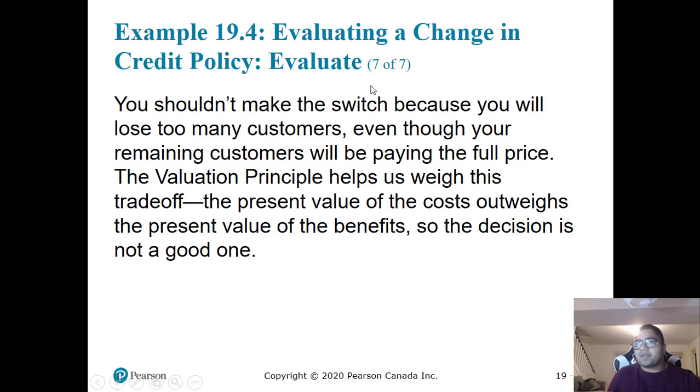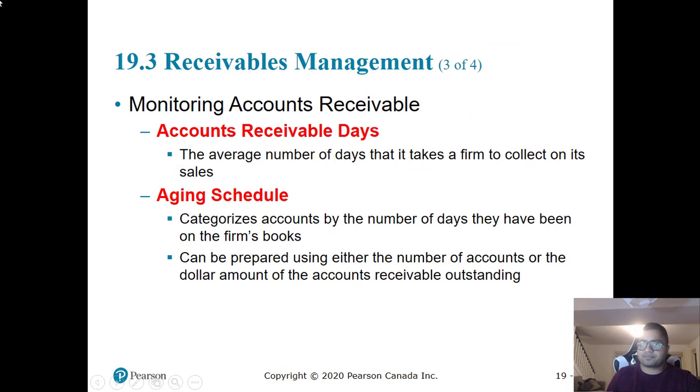So you shouldn't make the switch, because you will lose too many customers, even though your remaining customers will be paying full price. The valuation principle helps us weigh this trade-off. The present value of cost outweighs the present value of benefit, so the decision is not a good one.